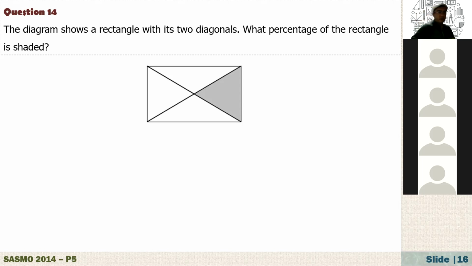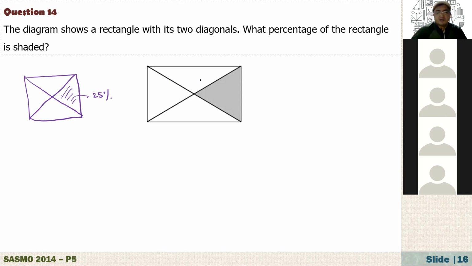What percentage of the rectangle is shaded? Because guys, if I'm given a square and I draw diagonals, and if I just shade this part, if I ask you what percentage is shaded, you can say that it is 1/4 because all areas are equal. So that is 25%, right? But here, they are not equal, right?